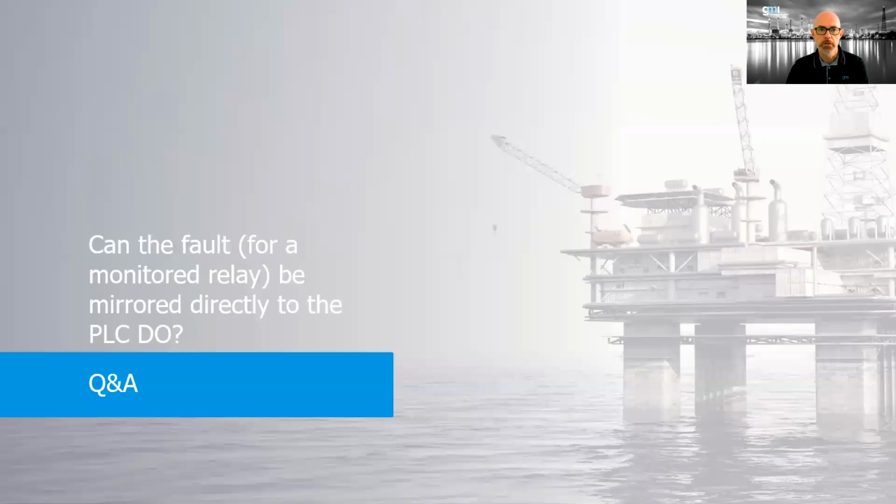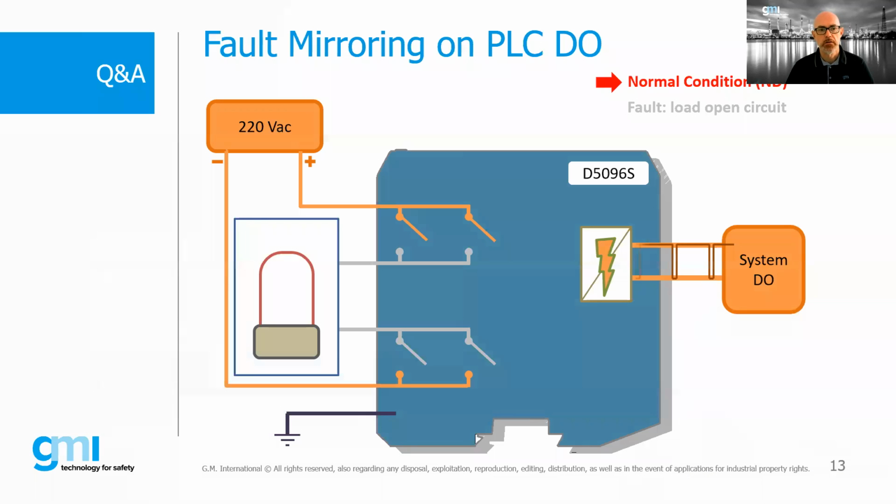Well, another question regarding fault mirroring. Can the fault for a monitor relay be mirrored directly to the PLC DO? Well, yes. There are relays that, when they detect a fault in the field, can, through a variation of the dynamic impedance of their input, send a fault signal to the most modern supervised PLC DCS systems. This function allows us to reflect information relating to the field fault directly to the supervised DO card of the PLC.